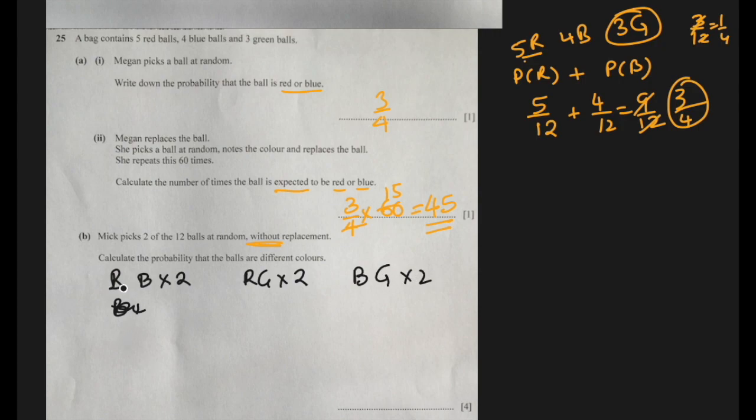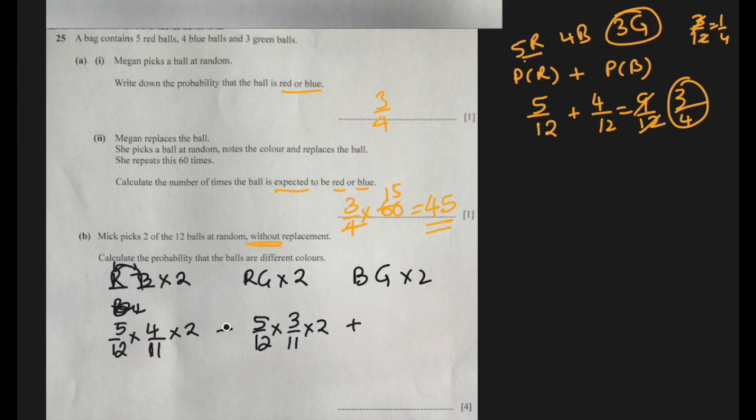So what is the probability of red and blue? Probability of red are how many? 5. 5 out of 12 times blue are 4. But this time it is without replacement. That means the total balls remaining are 11 now, not 12. And we have to multiply by 2 because they can be blue and red also. That's why I'm changing there. Similarly, I'll do here 5 out of 12 times 3 out of 11 times 2.